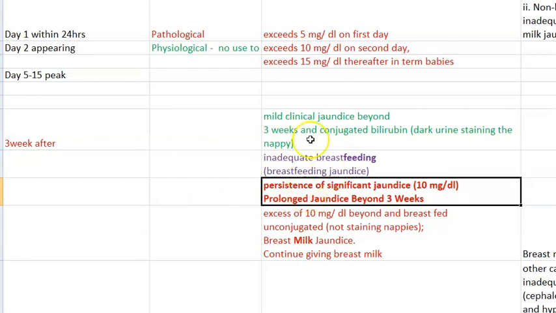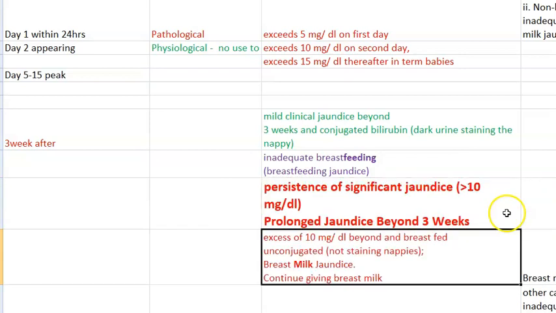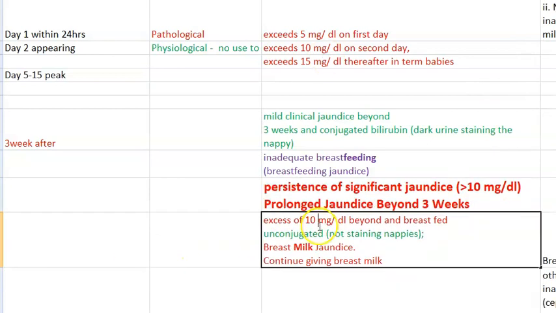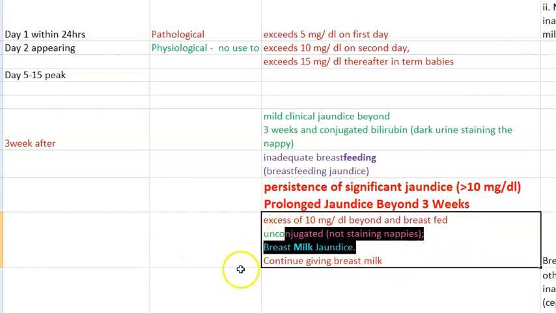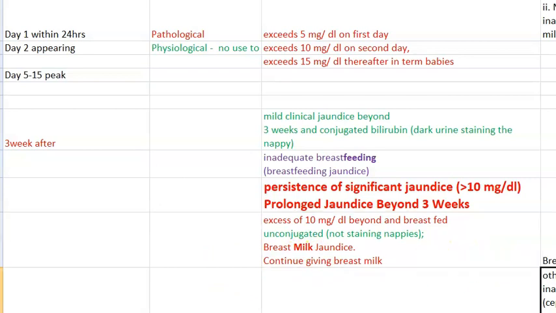Okay. Now, let us come to a terminology called prolonged jaundice beyond 3 weeks. Prolonged jaundice means there is persistence of significant jaundice, 10 milligram per deciliter. If it is beyond this, then it will become persistent or prolonged jaundice beyond 3 weeks. This is where now you have to pay attention, right? In case the nappy is not getting stained, that means it is unconjugated. You can think of this as breast milk jaundice. It is because of breast milk, and you should still continue giving the breast milk, by the way. There is nowhere where they tell you to stop it, right? Anyways, now let us see.